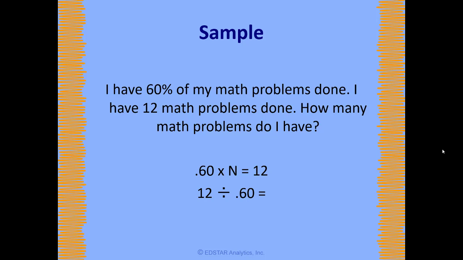It's always true that when two numbers multiply together to equal a third, you can divide to figure out the missing number. And in this case, it's going to give us a number that's bigger than 12, because we're dividing by a rational number, not a whole number.